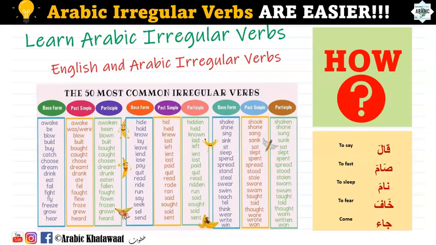So in the upcoming videos, what we're going to be doing is look at how easy actually Arabic irregular verbs are compared to English. أو الأفعال المعتلة.